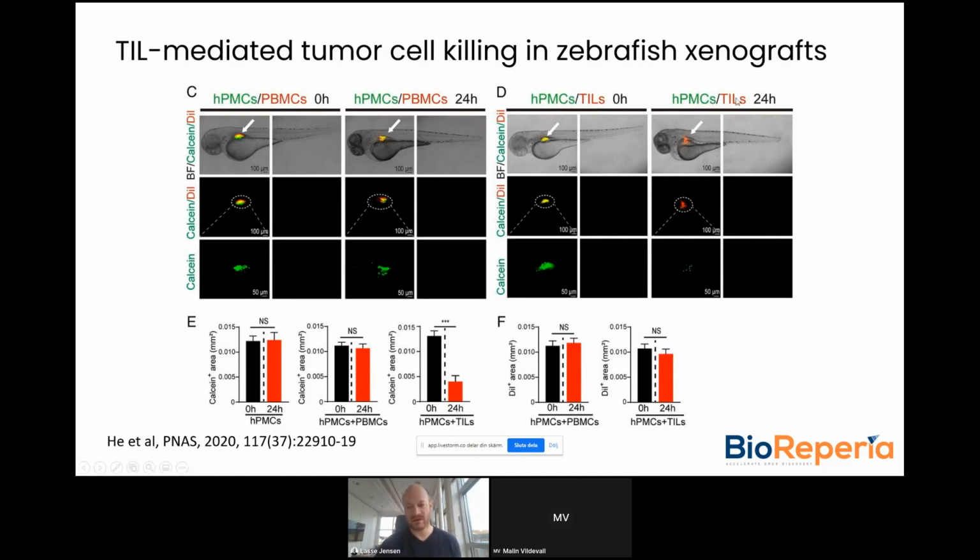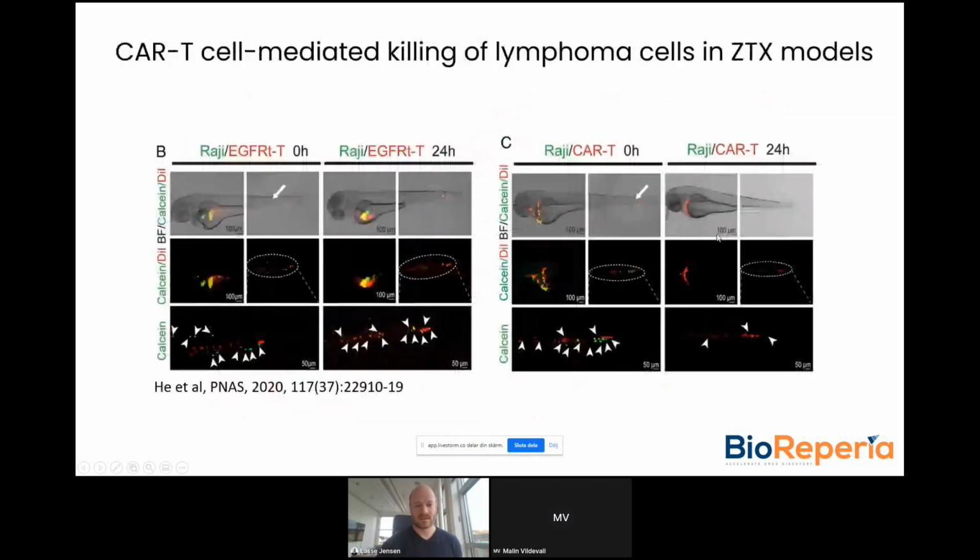So if these TILs were not able to kill the melanoma cells in the patient, this might be because of other aspects of the tumor microenvironment that were not recapitulated simply by reconstituting the tumor from in vitro cultures of the melanoma cells themselves and of the TILs themselves. It was also shown in the same paper by He et al.